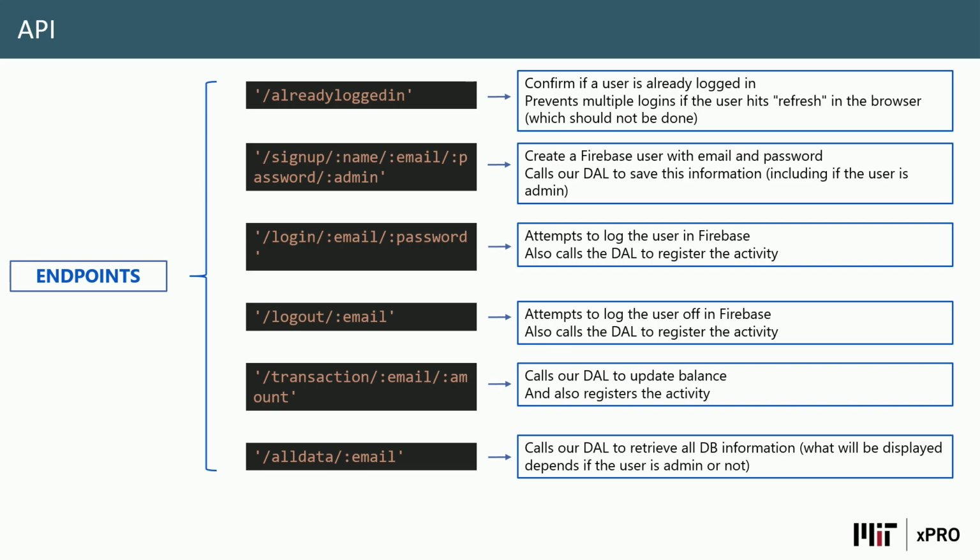The first endpoint is to know if the user is already logged in. This runs on the first render using useEffect. Then we have sign up, the route to create a new user in Firebase. Then we have login and logout. Well, they are self-explanatory. And with the extra that, as I mentioned, they save information into the database. So every login and logout is stored.